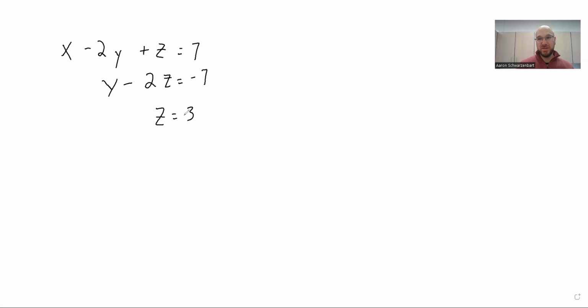Okay, so this one, they were nice and they gave us z equals 3. So I'm just going to plug in z. Now I'm going to do the second equation because when I plug in z, I only have one variable. y plus 6 equals -7. y equals negative.